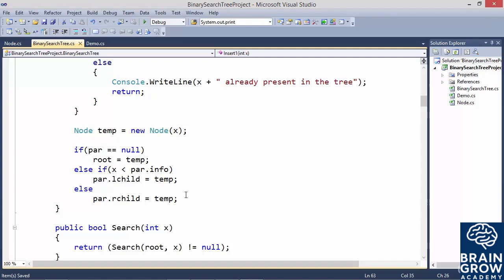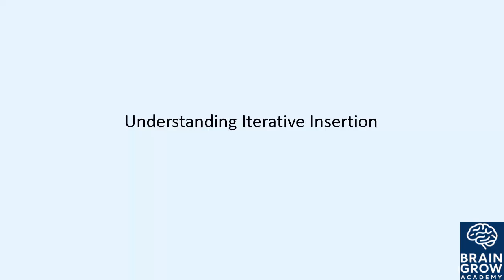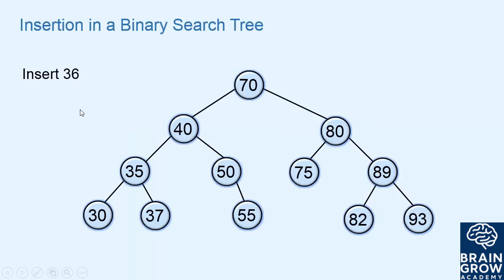Now let's understand this with the help of an example. Suppose we have to insert this 36 in this binary search tree. So initially P refers to the root node and parent is null. We'll move down the tree searching for this key value 36. Now 36 is less than 70, so we'll move left. Now 36 is less than 40, so again we'll move left. 36 is greater than 35, so we'll move right. 36 is less than 37, so we'll move left.